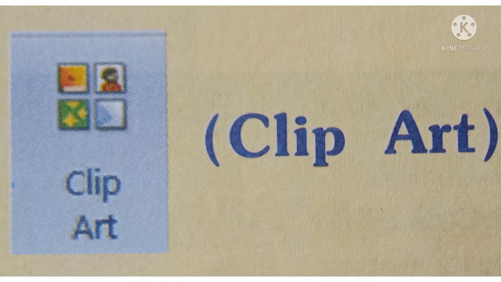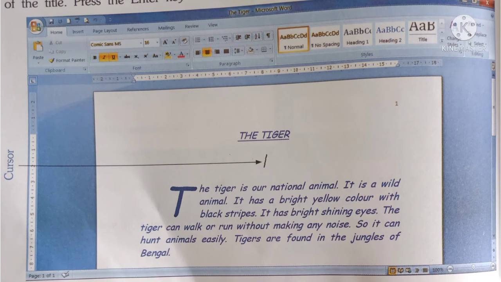Number 1, open the document The Tiger. You can see a cursor blinking at the beginning of the title. Number 2, click at the end of the title. Press the Enter key twice to leave 2 lines to add a picture of a tiger.